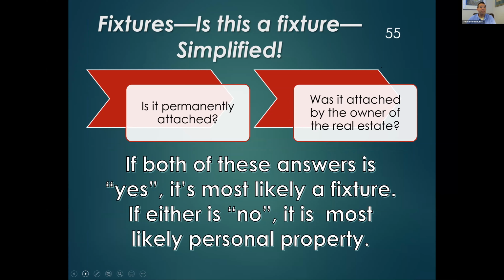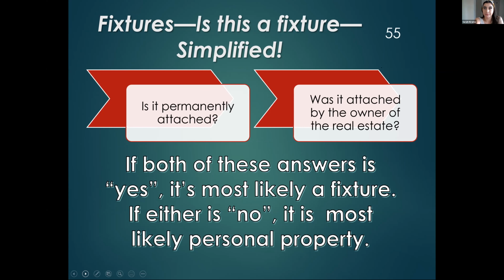Then you go to the second question. Was it attached by the owner? Who else could have attached this thing? A tenant. A lessee. That's right, a lessee. A tenant could have attached this thing. If a tenant attached it, the answer to the question of was it attached by the owner is no. Then it's still what kind of property?